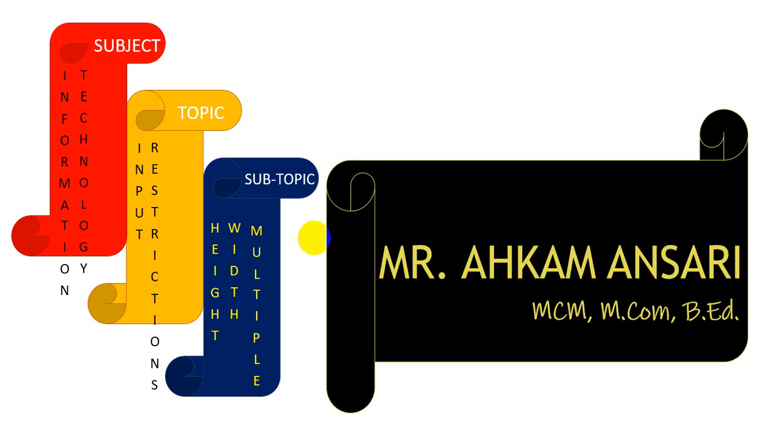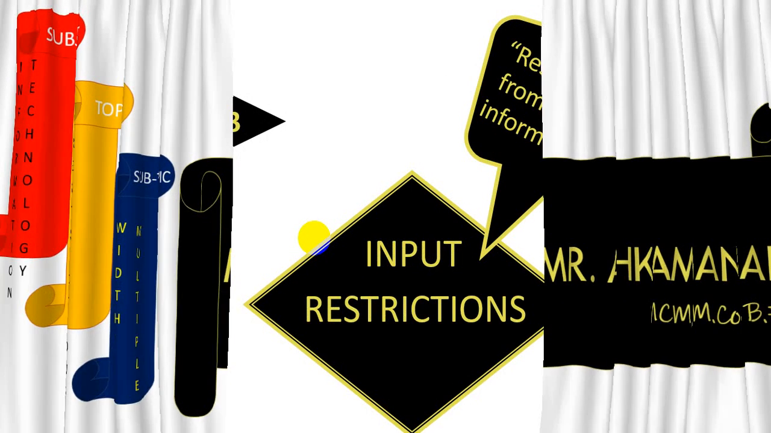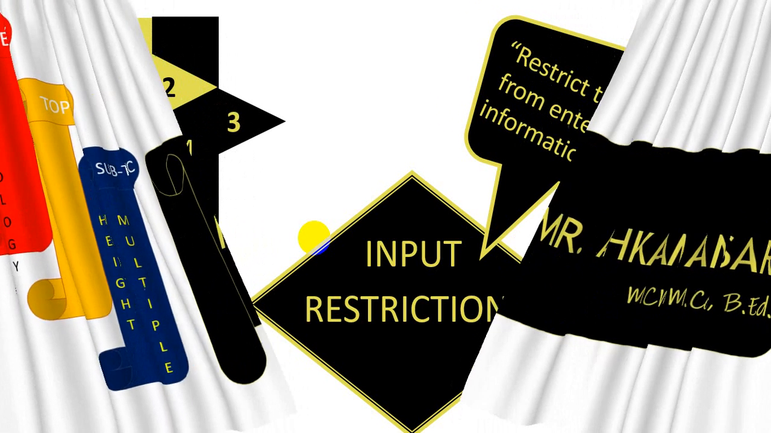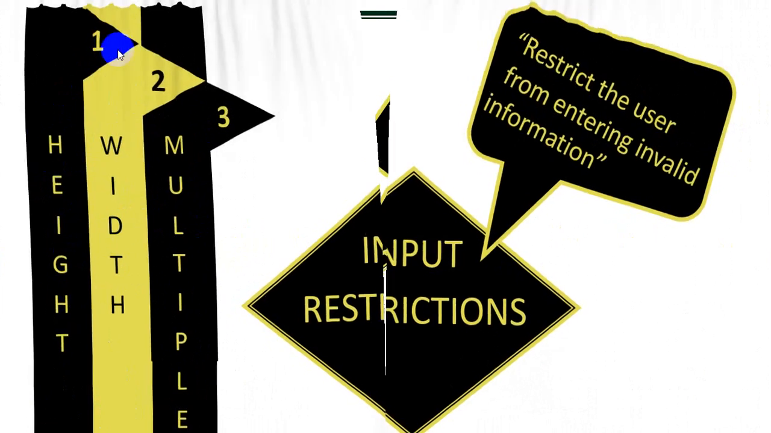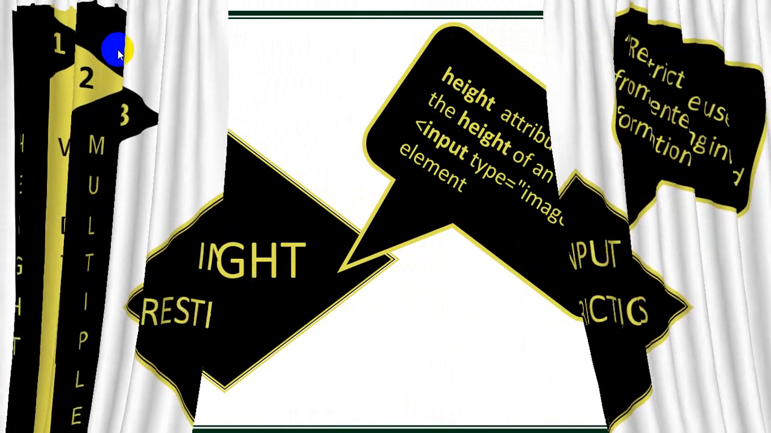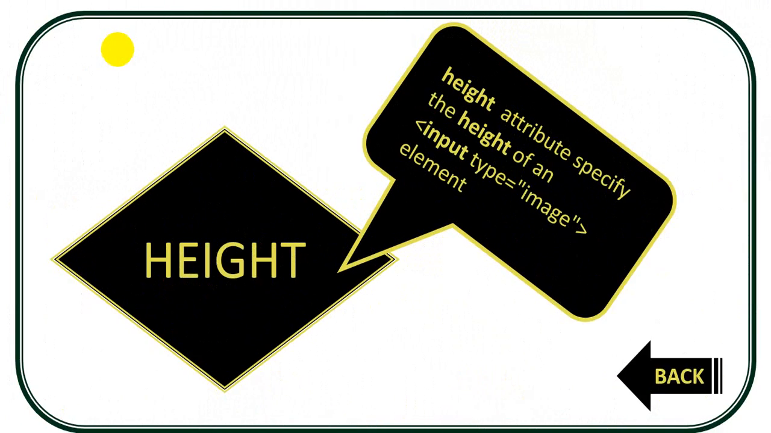Let's see the definition. So today we will see the height attribute, then width, then multiple. We have seen a little bit about height. So first I will click on number 1, the height attribute. Let's have a simple definition of the height attribute. See here, the height attribute specifies the height of an input type equal to image element.